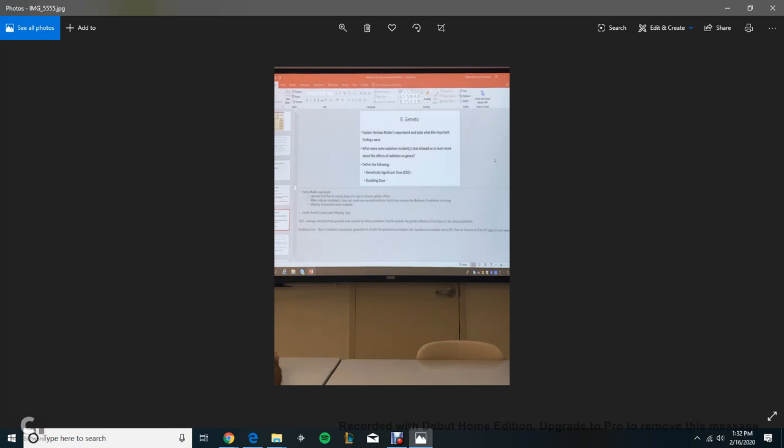What were some radiation incidents that allowed us to learn more about the effects of radiation on genes? The atomic bomb survivors, and offspring data. Define the following. Genetically significant dose. The GSD is the average calculated from the gonadal dose received by the entire population, used to evaluate the genetic influence of low doses to the whole population.